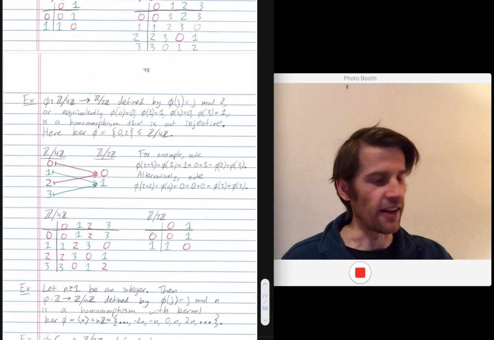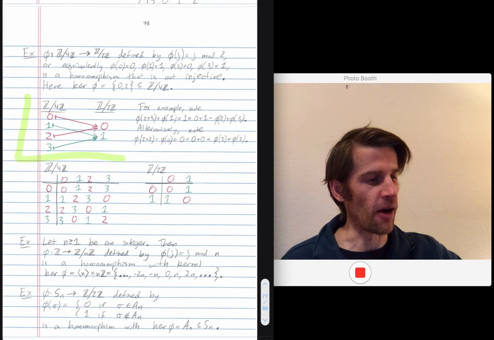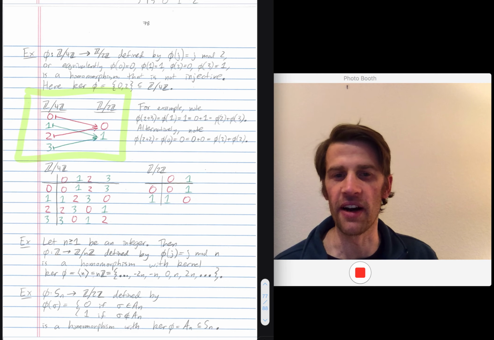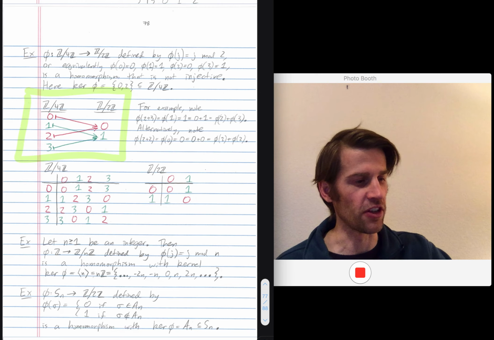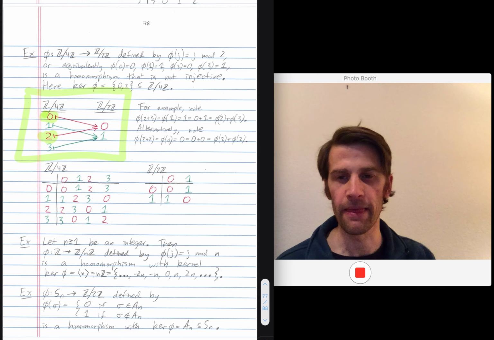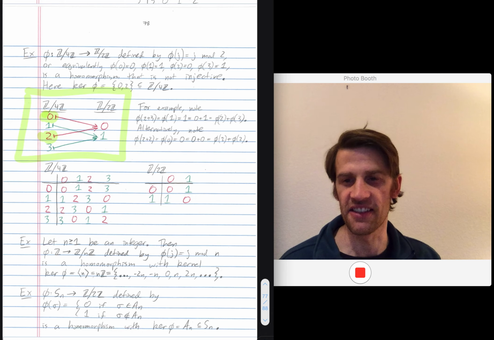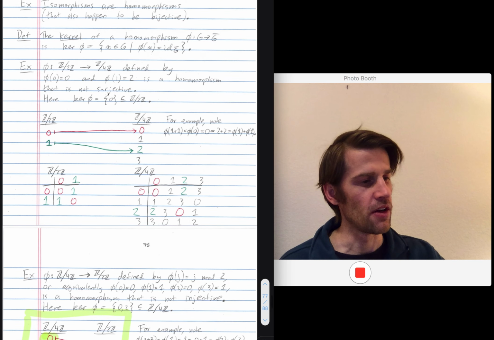For example, last time we saw this homomorphism from Z4 to Z2. It mapped 0 and 2 to 0, and it mapped 1 and 3 to 1. The kernel was all things that mapped to 0, so the kernel was just 0 and 2. We'll find out today that the kernel is not only a subset, but also a subgroup. And indeed, the set containing 0 and 2 is a subgroup of Z mod 4Z. All right, so that's a kernel.